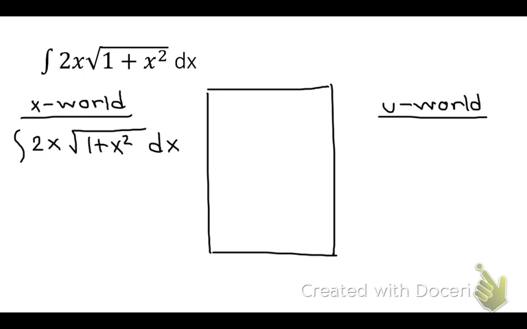Now, in this magic box, we need to come up with a u in relationship to the x's we already have in our initial integral in x world. So in this case, our u is going to equal 1 plus x squared. Now, in terms of figuring out which part of your initial integral needs to be your u, remember that you're looking for the derivative of it to appear somewhere else in the problem. So if I take the derivative of 1 plus x squared, I'm going to end up with 2x.